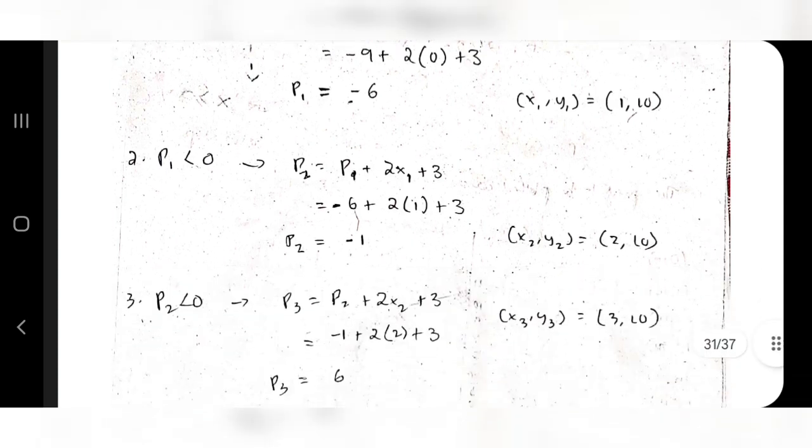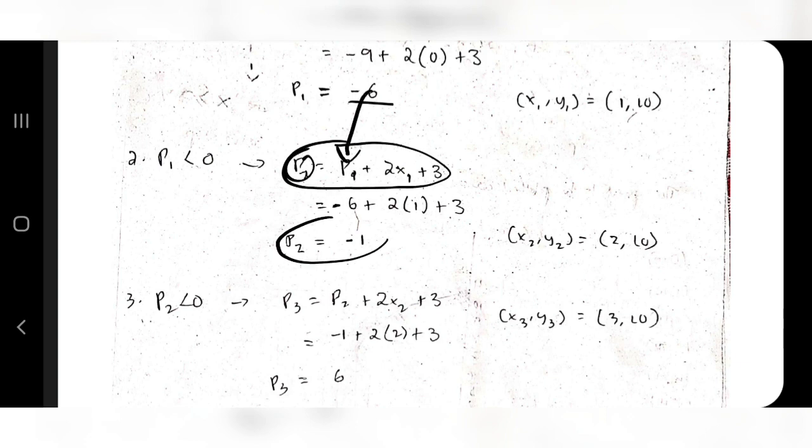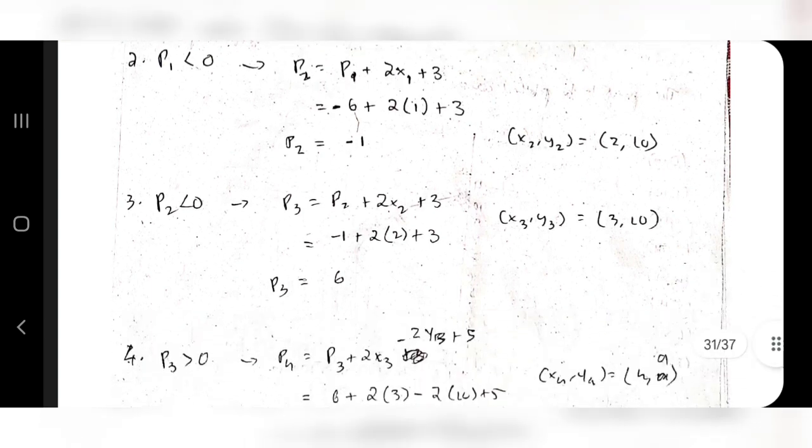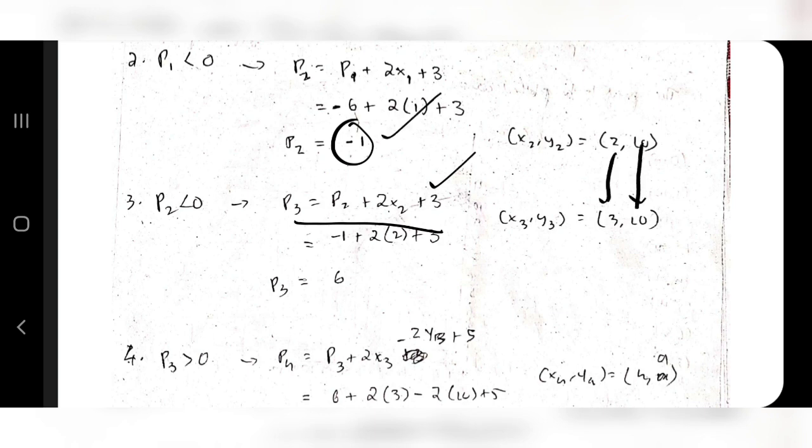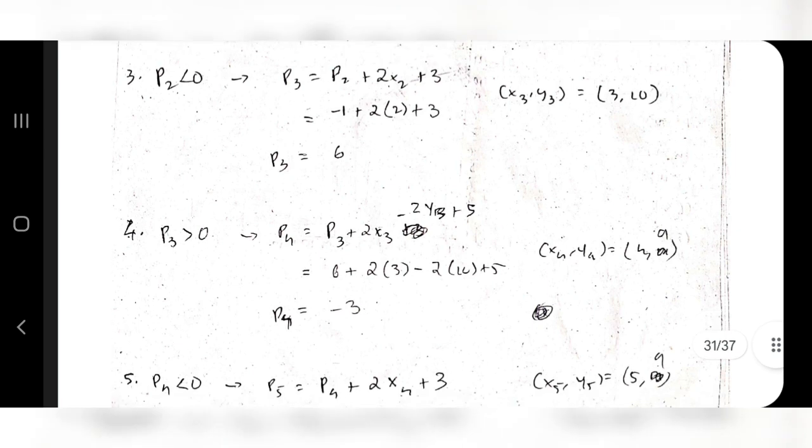Then since you have got less than 0, again use the same equation and substitute the value of P1 here, find out P2 here, keep it as such. Since you have got less than 0 here, at that time you will just increment x here. And not y, it will be 2, 10. Same thing goes here, since you got the value here again minus 1. Find out this value here by using the same equation. You got the value here as minus 1, so you'll be just incrementing x term here. Y will remain same, and after that, you will get a positive value here.